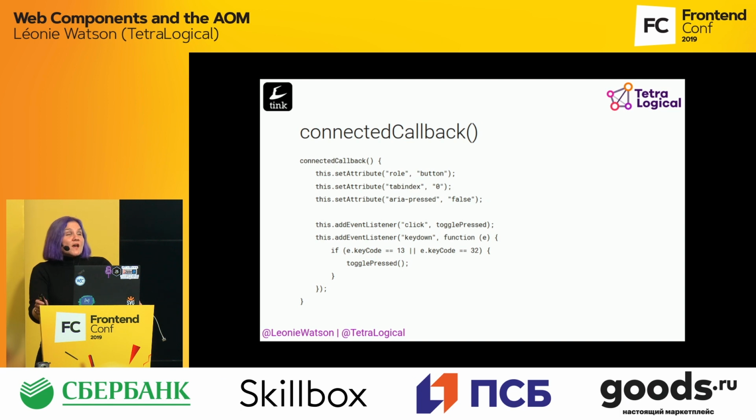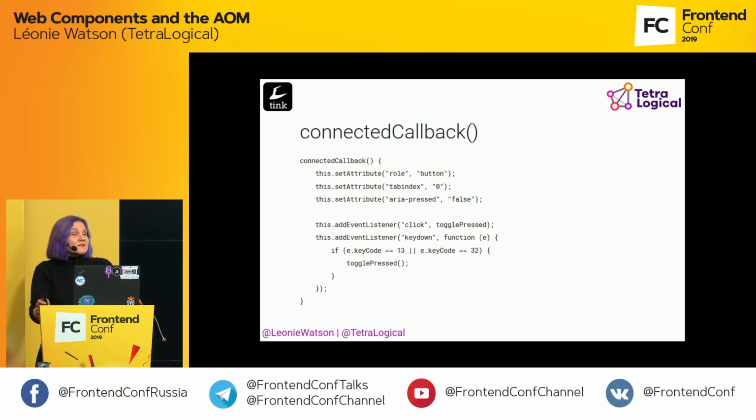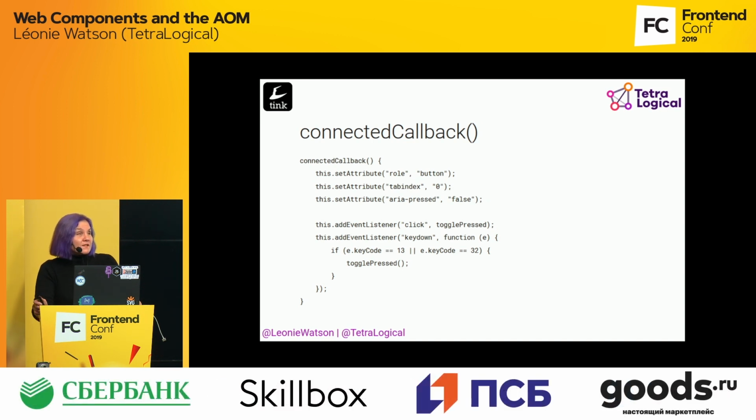So we have to tell the browser that this element now has a role of button: just set attribute, role, button. We have to use the tabindex attribute with a value of 0, because that will make this element focusable with a keyboard. We also do what we did before and add in the ARIA pressed attribute so that this button, our toggle button, has an idea of state.